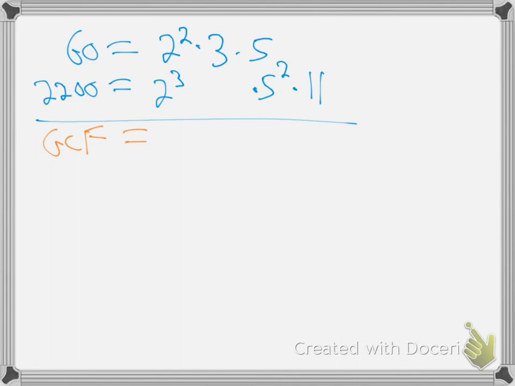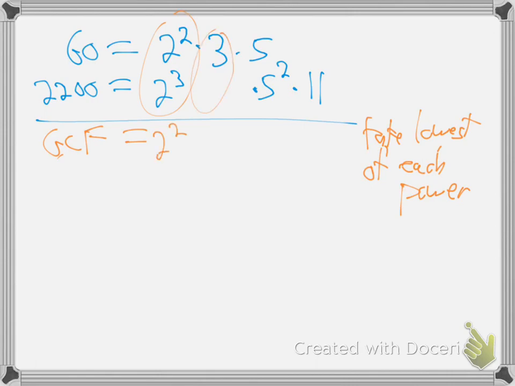You take the lowest of each power. So what's the lowest there? 2 squared. What's the lowest 3? No 3s. So I take none. What's the lowest among the 5s? Regular 5. What's the most among the 11s? No 11s. Multiply that together. 4 times 5, 20. Good? Because that's what they have in common. That's the biggest number they have in common. Like with me and Jose. The most quarters we had in common was 2.